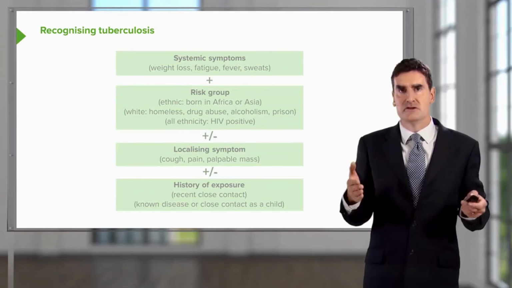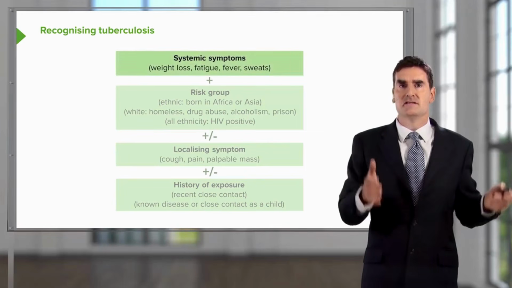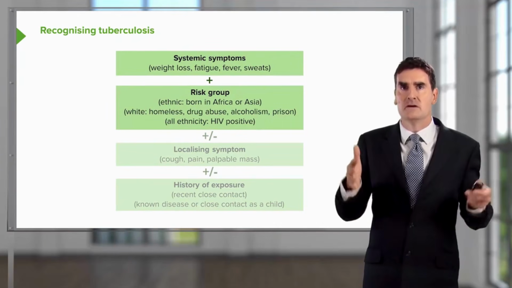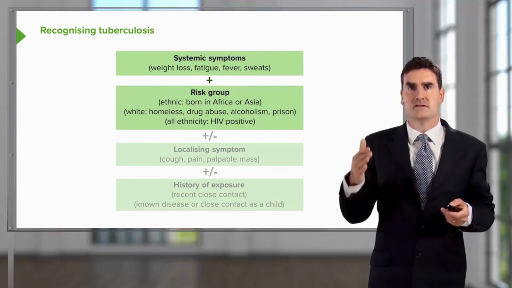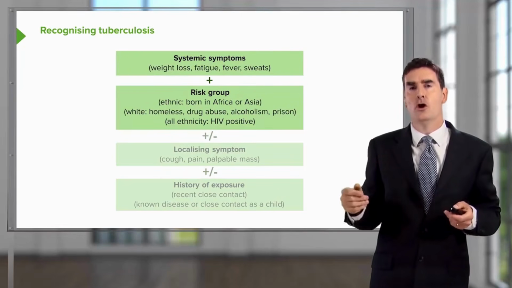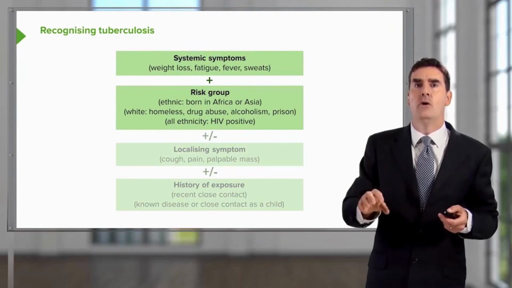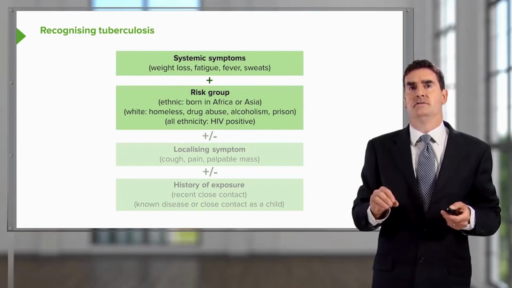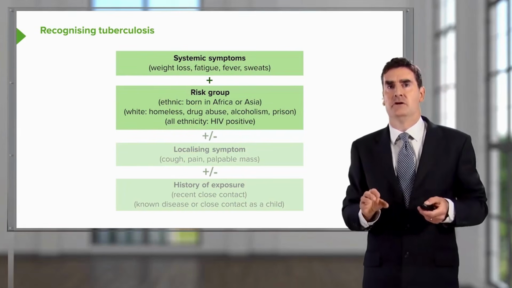So, just to reiterate that, to recognize tuberculosis, really you need two things: systemic symptoms plus a high-risk group. So somebody who's got weight loss, fatigue, fever, sweat, who has been born in a high-risk country, sub-Saharan Africa, Asia, or is homeless, an intravenous drug abuser, alcoholic, has been in a prison, or is HIV positive. That combination, you must think about tuberculosis.